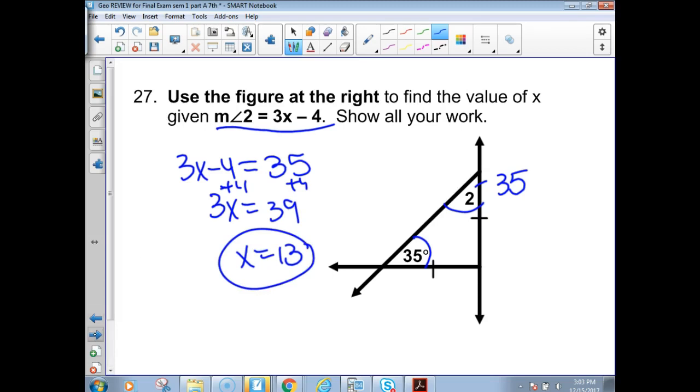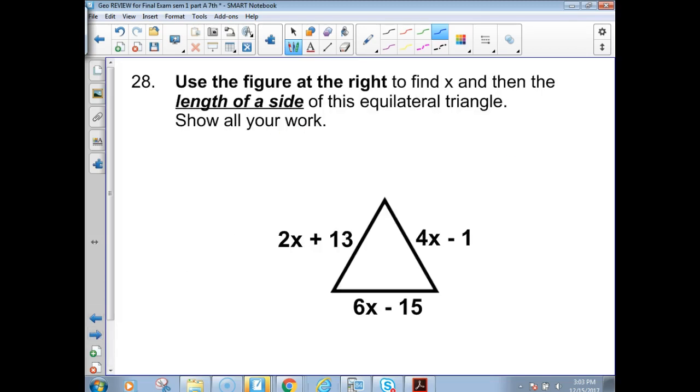I hear page turning to get to number 28.